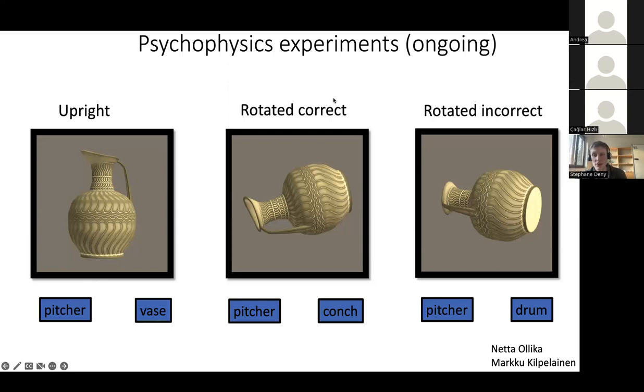Then we have a rotated correct condition. This is a condition where the network was correct, where Noisy Student was correct. And same, we use the correct label and also the second best label that was predicted by Noisy Student as an alternative. And then we have a rotated incorrect condition. This is a condition where the network got it wrong. So here the network thought it was a drum, whereas it's actually a pitcher. And here we propose to the human labeler two possible labels, either drum, which is the incorrect label, or pitcher, which is the correct one.